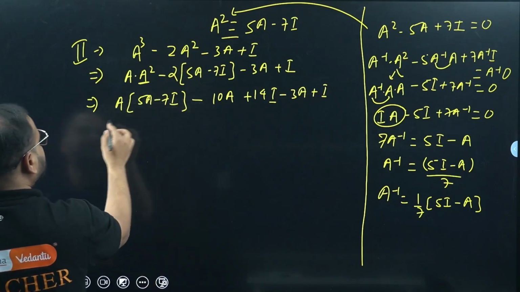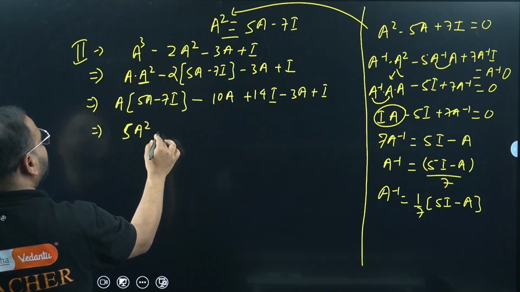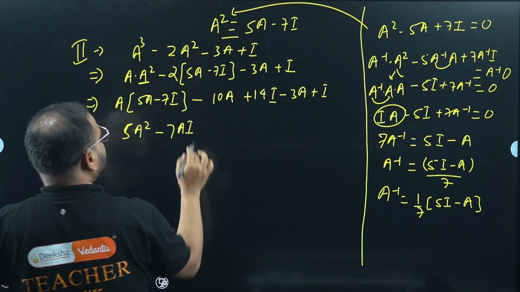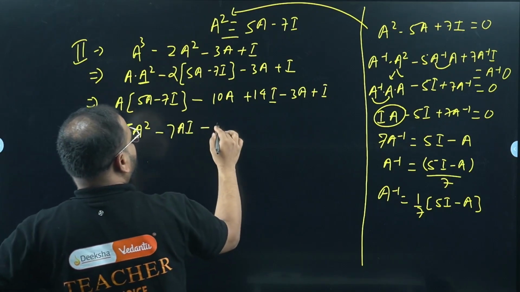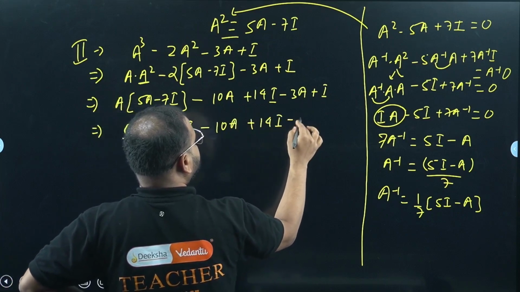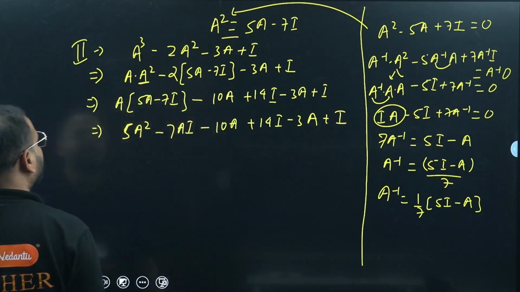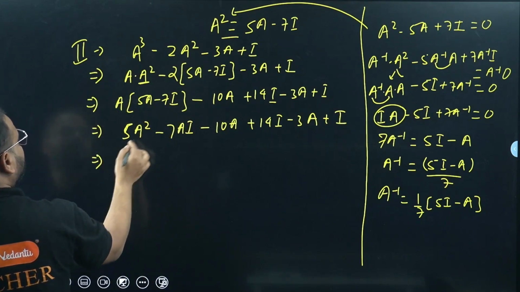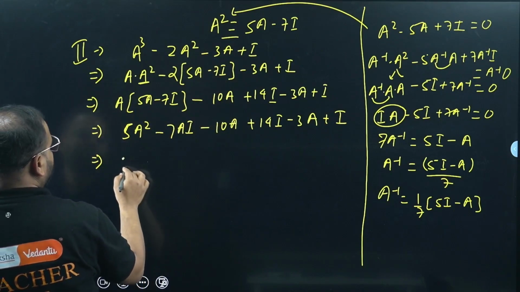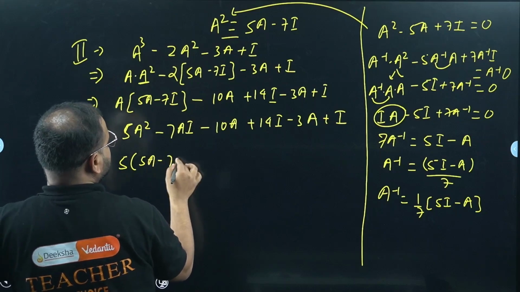Okay. Let's do this expansion here. So A into 5A will be 5A square, and this will be minus 7AI. Minus 7AI. This will be what? Minus 10A plus 14I minus 3A plus I. Please check. Again I can replace it over here. 5A square will become what? 5 times this thing. So 5 times A square will be 5A minus 7I.